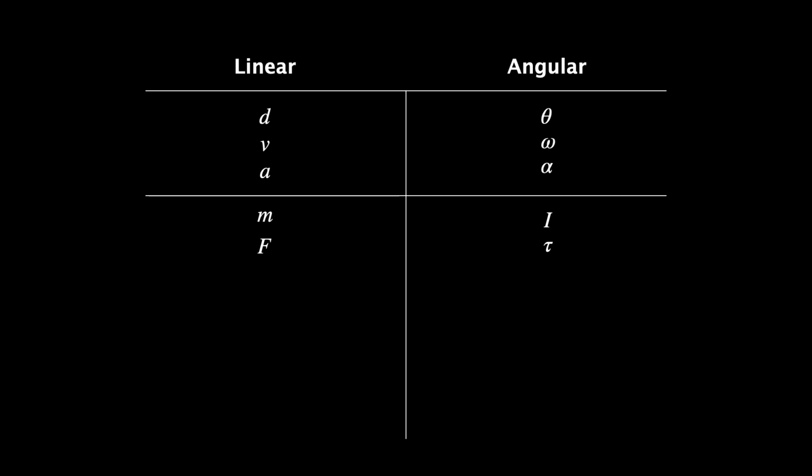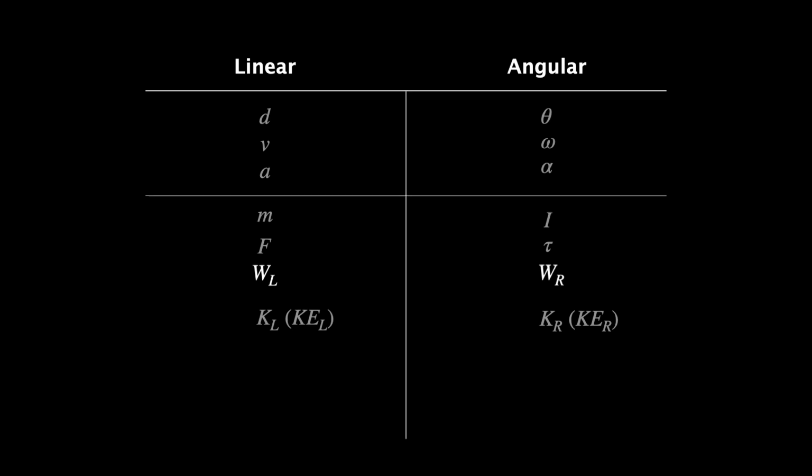That led us to a discussion of work. Work has a linear format as well as an angular. Work then led us into a discussion of change in kinetic energy with the work energy theorem, and kinetic energy again, expressed as K or Ke, has an equivalent in rotational form as well.